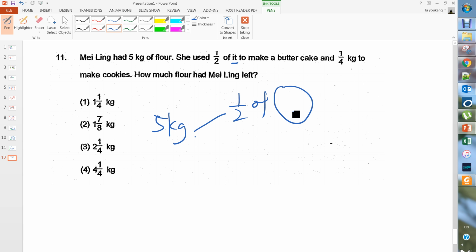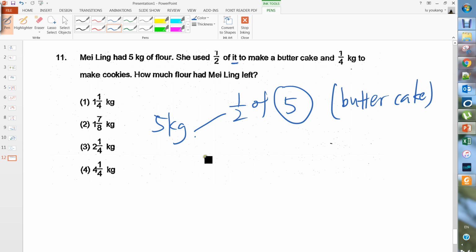You start with 5 kg. Half of it. What does it refer to? The flour, right? Which flour? 5 kg of flour. So that means half of 5. Okay? Half to make what? Butter cake. So that means half of 5 is for butter cake.